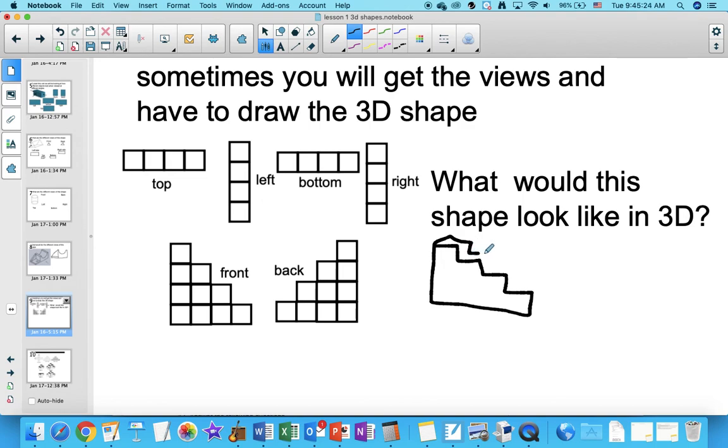So we would have to draw this, right? And it would only be one block across. That was terrible, sorry. There we go. And so it would look something along these lines. And that's what the 3D object would look like, right? Using these different views, we're able to create an approximation of the 3D shape.